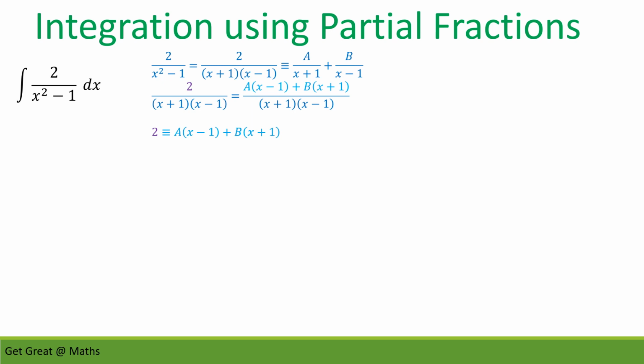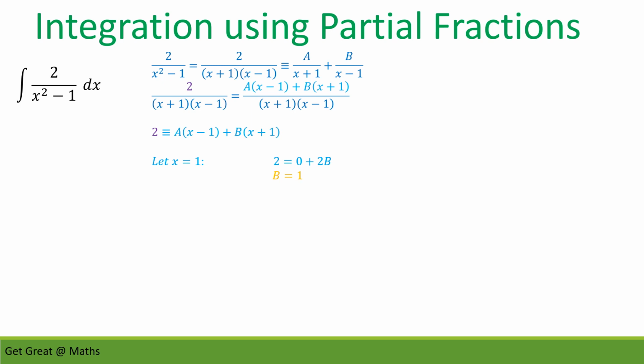From here we need to find the values of a and b. So to do that we're going to let x equal different values. And the first value I'm going to use is x is 1. So that first bracket disappears because 1 take away 1 gives me 0 on the right hand side. If I put 1 in front of the b, I get 1 plus 1, which is 2. So I've got 2b on the right hand side is equal to 2. Therefore b is equal to 1.